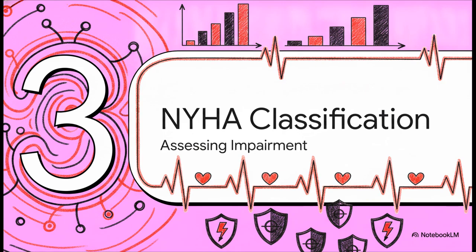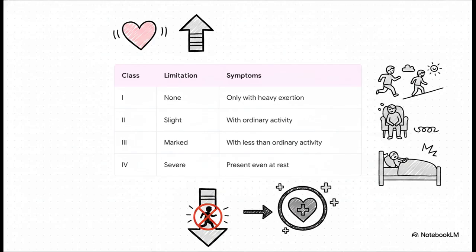Phase 3. The NYHA functional classification. So now that we have our diagnostic pillars, think of this next part as the clinical threat assessment. This is the famous NYHA functional classification matrix, and notice how the symptoms dangerously escalate row by row.